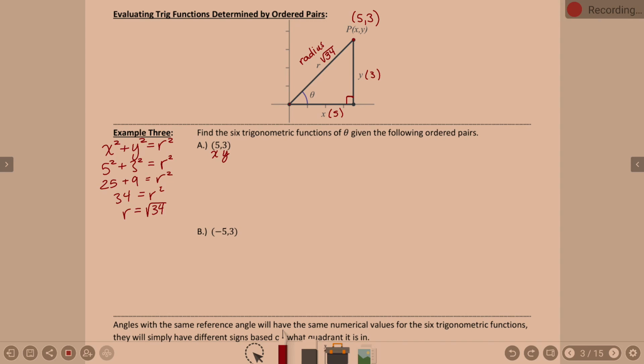And I will say, if you want to just learn and use the shortcut, your radius will always be the square root of x squared plus y squared. If you just want to get in the habit of using that, you can.